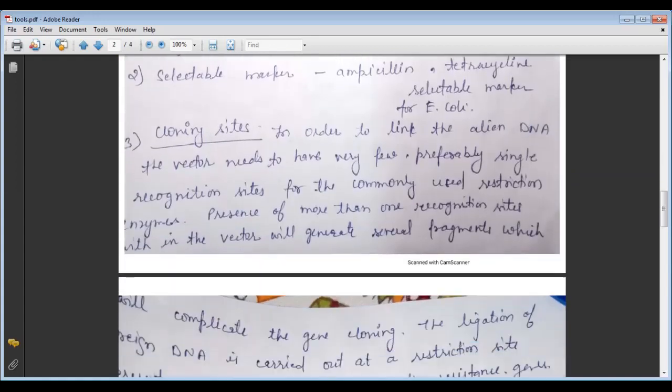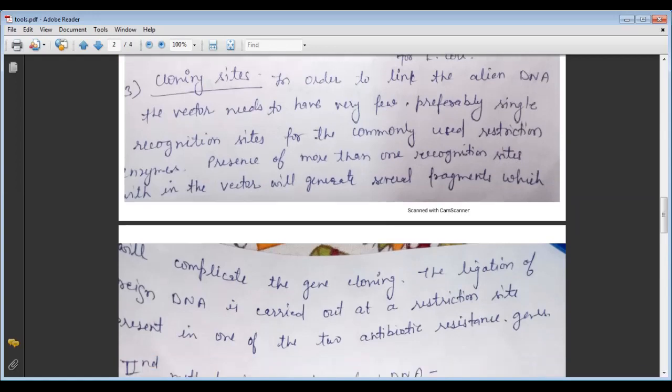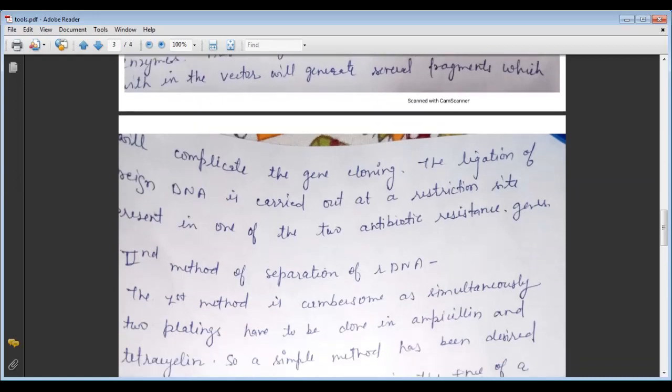And now in the cloning site, we can see that the presence of more than one recognition site within the vector will generate several fragments, which will complicate the gene cloning. Here the ligation of the foreign DNA is carried out at the restriction site present in one of the two antibiotic resistance genes. So, the second method for the selection of the recombinant DNA.